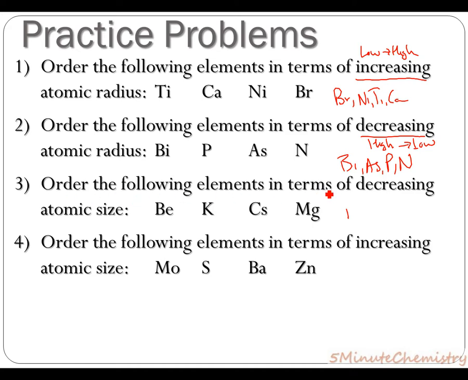Now, order the following elements in terms of decreasing atomic size. Notice the only thing that's different here is the word radius and the word size. But we already talked about radius and size are the same thing. So we want decreasing. Again, decreasing goes high to low. And the elements that I'm looking at now are beryllium, potassium, cesium, magnesium.